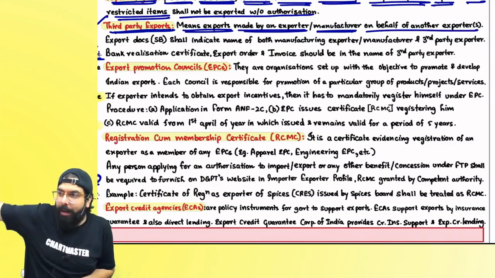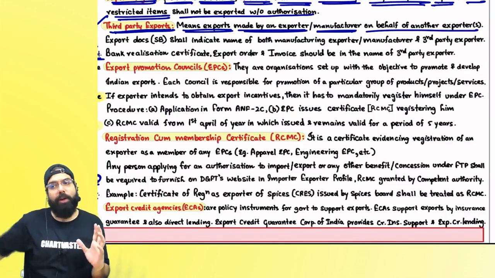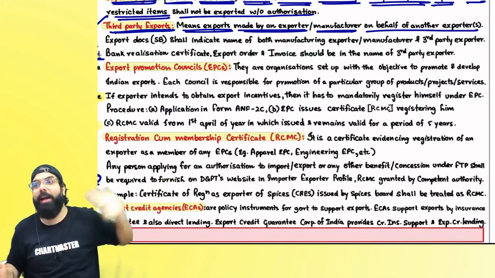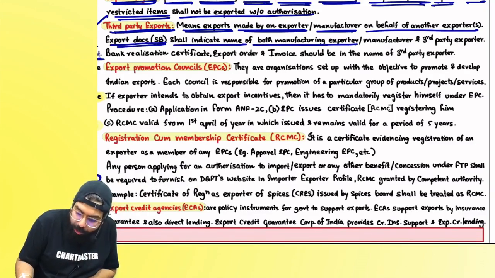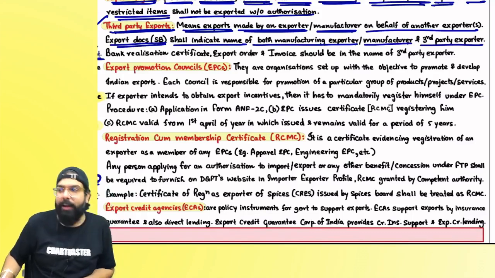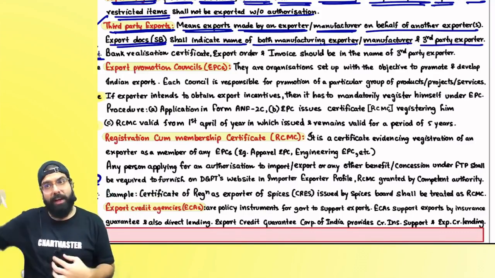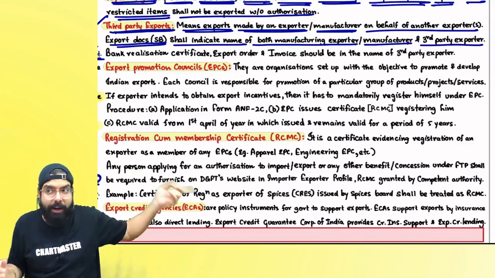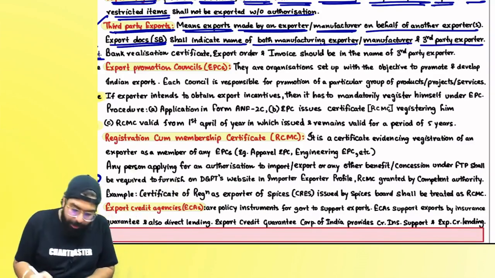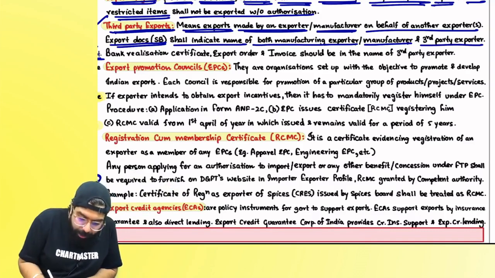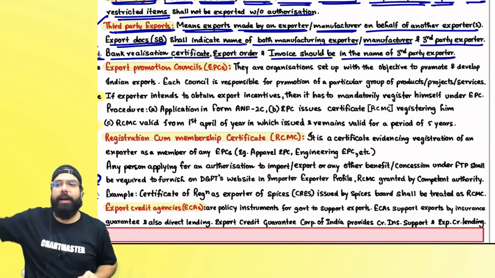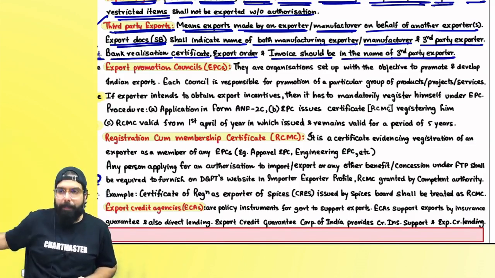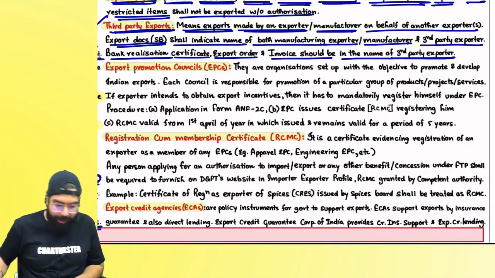Now they are telling third party export means export made by an exporter or manufacturer on behalf of other exporter. Might be 2-3 exporters are there. I am going in and exporting. I took their goods, I put it in a container and I exported them. Export document shall indicate the name of both manufacturer exporter and or manufacturer and third party exporter. I am also exporting, my name also should be there. Other people whose goods also I am putting in the container and exporting, their name also should be there. It's in the shipping bill. Bank realization certificate, export order, invoice should be in the name of the third party exporter. Are we clear everyone? You are going ahead and telling these are the third party. Their name on bank realization certificate etc. should be obtained.